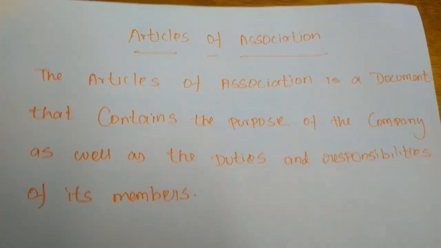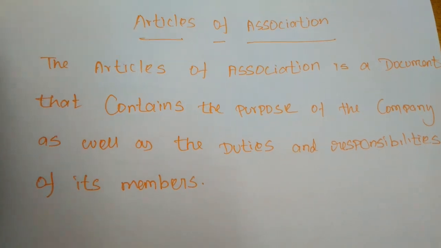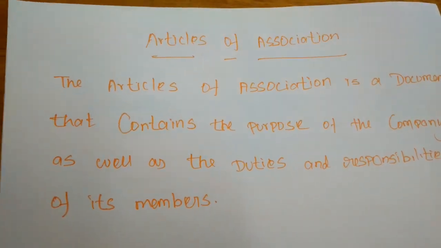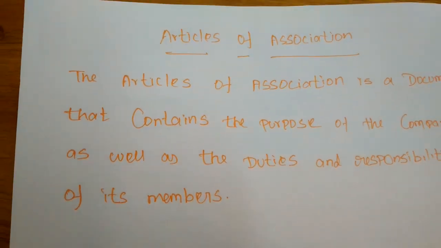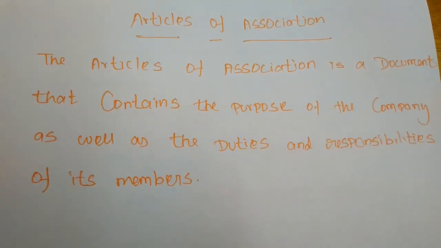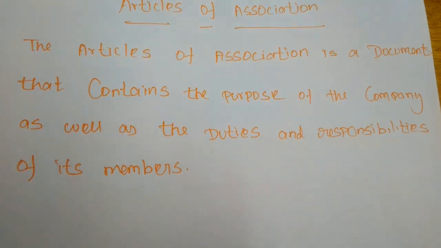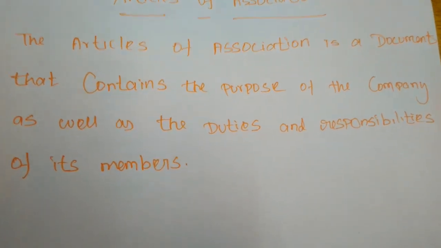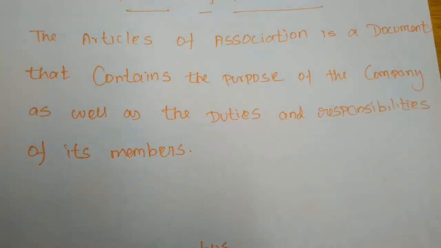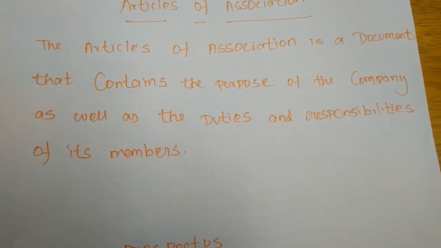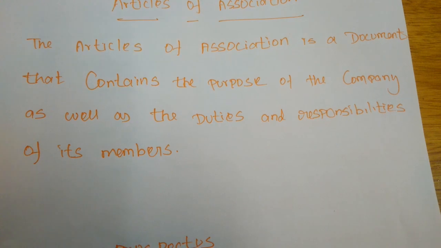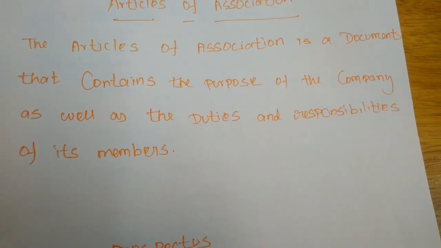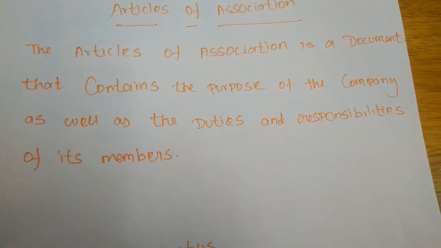Next, articles of association. The articles of association means the rules of procedures. The articles of association is a document that contains the purpose of the company as well as the duties and responsibilities of its members. So the articles of association contains the duties and responsibility of its members and the purpose of the companies.